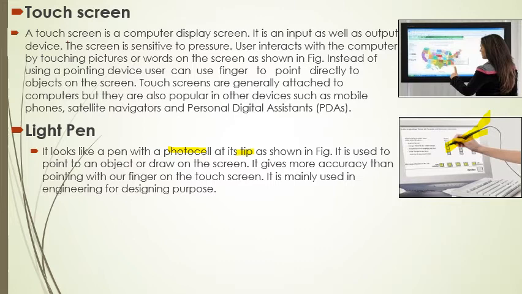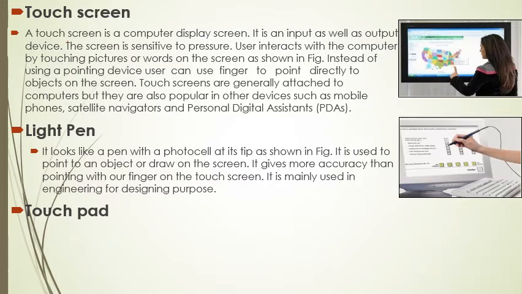Through that you can draw something on a screen, you can select something. Mostly for sketches and drawing we use these light pens. The main purpose is that it gives more accuracy than pointing with our finger on a touch screen. It is mainly used for engineering and designing purposes, which I've told you. That is where we use it, in engineering or designing things.